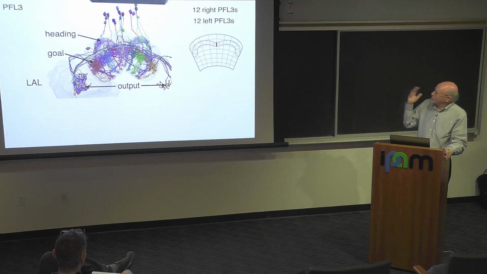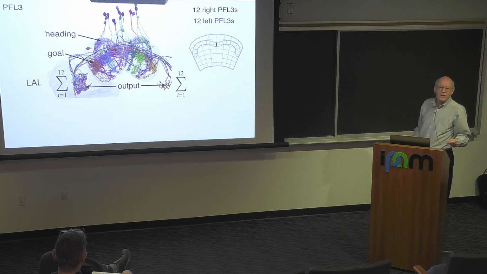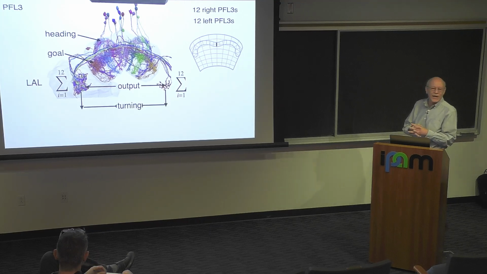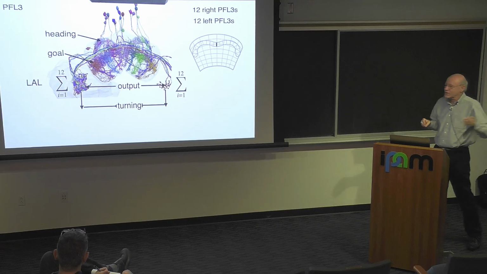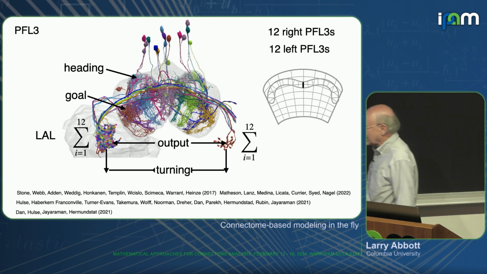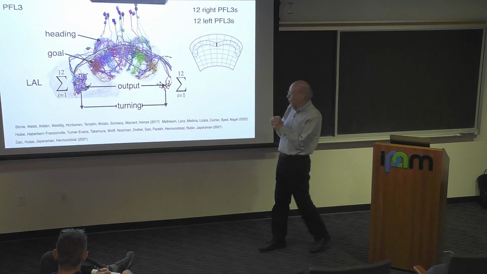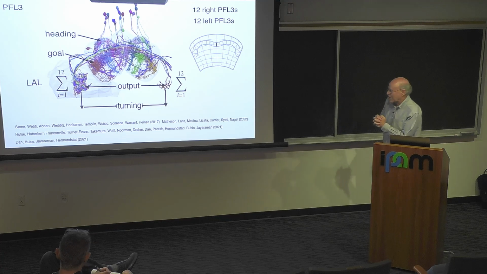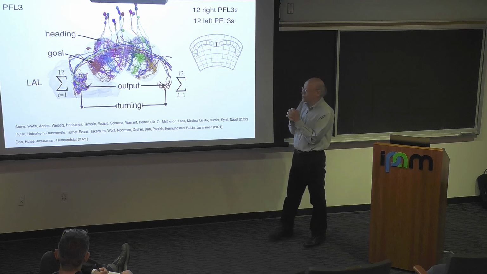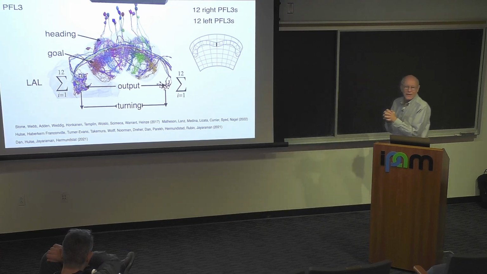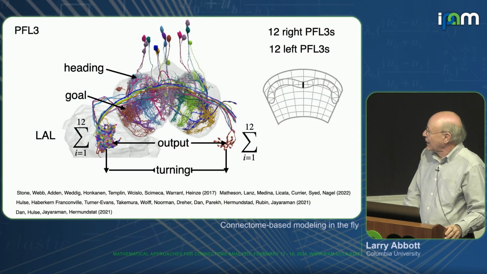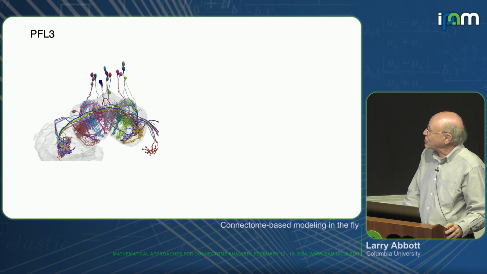So 12 right and 12 left, and basically the idea is that the motor output is the sum of all them, and that the turning signal then is a difference. And again, this was all inferred in Vivek's paper. In fact, it's been inferred for a long time, starting with the Stone and Webb paper, a remarkable paper that just kind of looked at the anatomy. It wasn't even a connectome, looked at the anatomy of this thing and kind of inferred the answer and got it right.